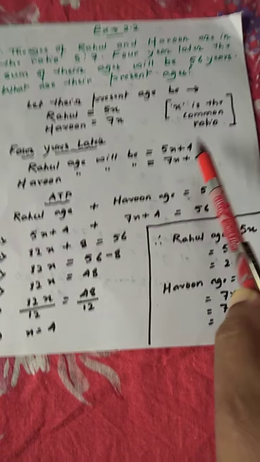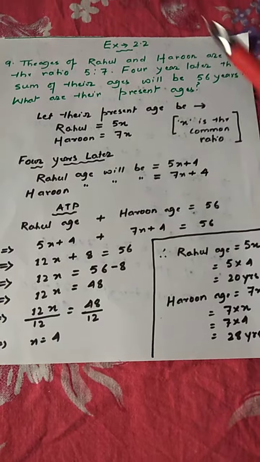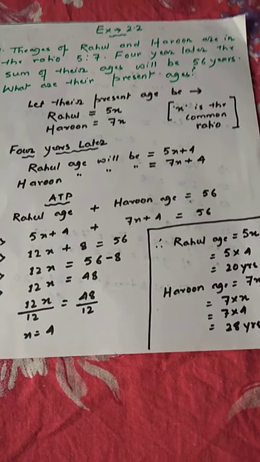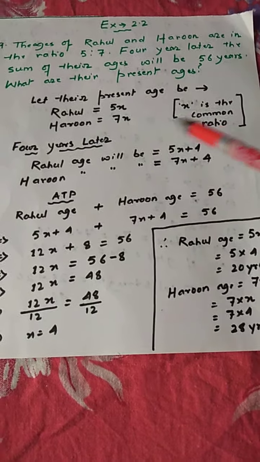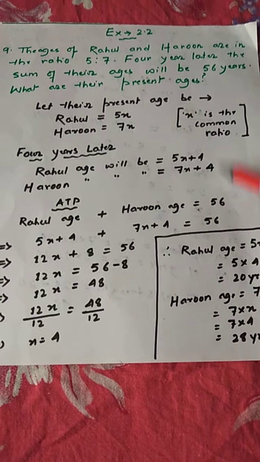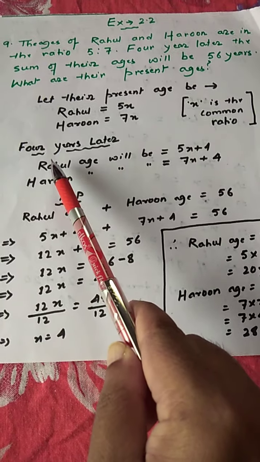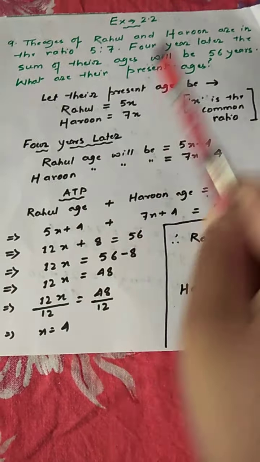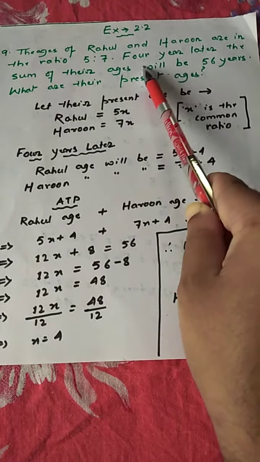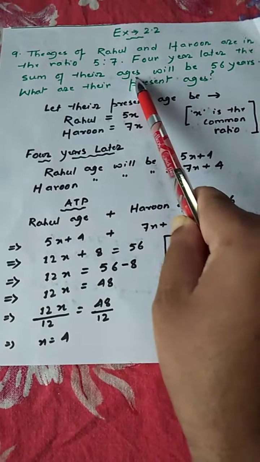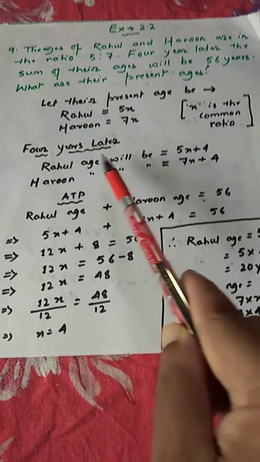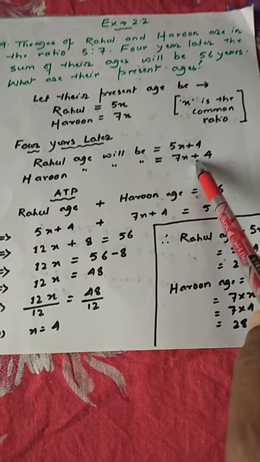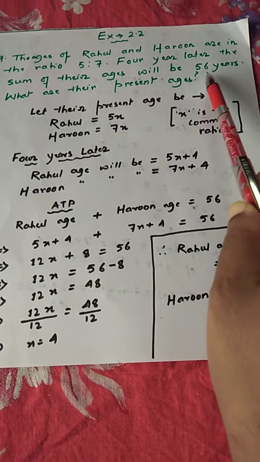Have you understood this? Let me give one example. Suppose your age is 12 years now, after 4 years it will be 16. You have to add 4 more. The same concept I am using here. Now we know the ages of Rahul and Harun after 4 years. Now we'll read the question properly. After 4 years, the sum of the ages will be 56. That is, after 4 years, whatever the ages of Rahul and Harun are, we have to add these two and we'll get the answer as 56.